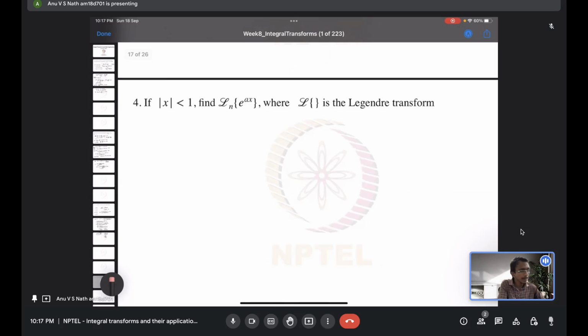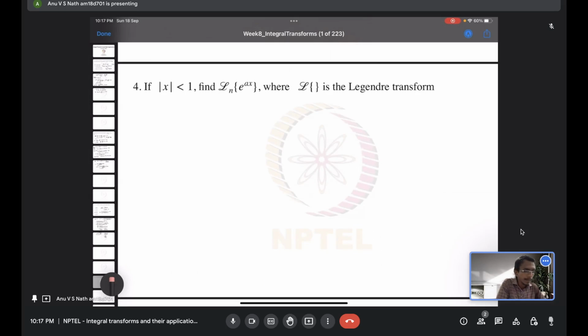Okay, so it's an identical problem. If mod x is less than 1, again find the Legendre transform of nth order for the function exponential of ax. So it looks similar, the function is different, but still the exponential function you can always write in terms of a polynomial function. So we'll try that, right?